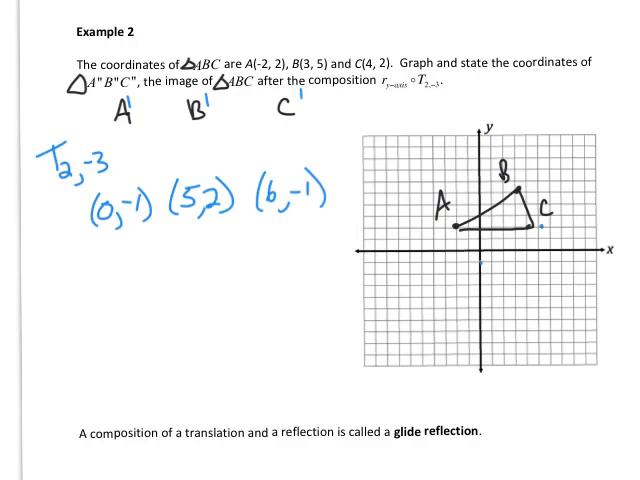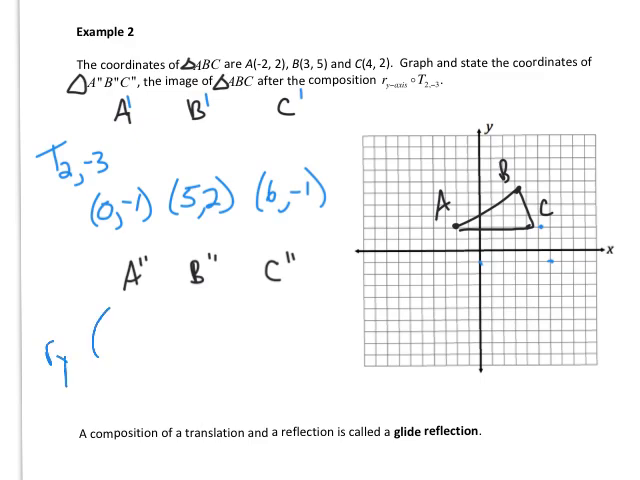There, 1, 2, 1, 2, 3. So those are the locations of the intermediate steps. But now I want to get the final points. When you do a composite, we really only care about the initial and the final. We don't really care about the intermediate steps. So now I am going to reflect over the y-axis. So I'm going to take these new points and apply my rule, my reflection over the y-axis.